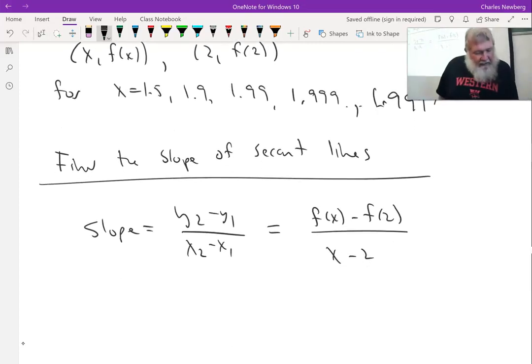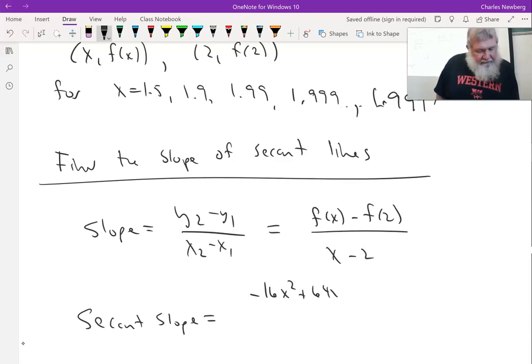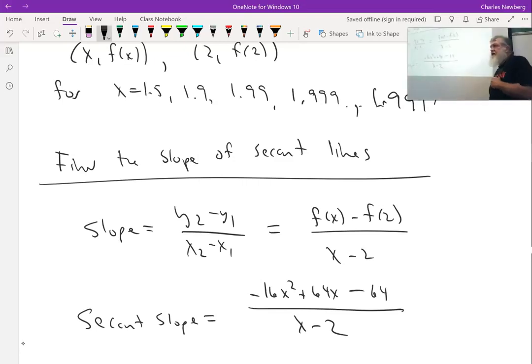So now we have our secant slope to be, well, our f of x, which was what? Minus 16x squared plus 64x. And then it's minus f of 2, which is what? 64 over x minus 2. All right, Magnus and everybody else? And then what do we need to do? We need to put what? In those values. And I don't know if that will factor easily or not. I'm just going to put in the values now. So let's build a little table now.